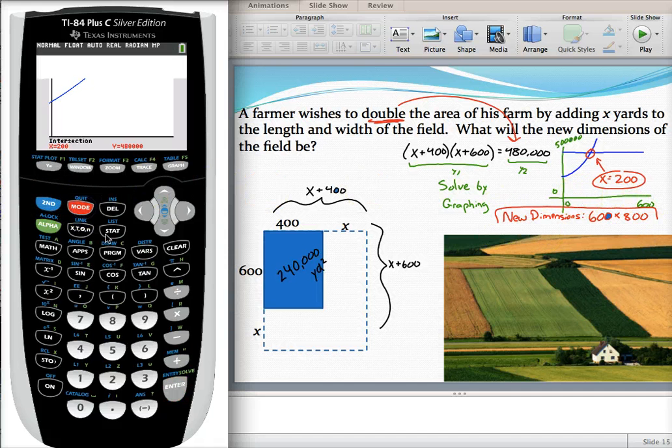And if you just want to double check that that is the area you want, multiply it. 600 yards times 800 yards. We were looking for an area of 480,000. And ta-da, we got it. So I want to add on 200 yards, and 600 by 800 yards would be my new dimension. And that's how I can use my graphing calculator to solve this rather than solve by factoring.